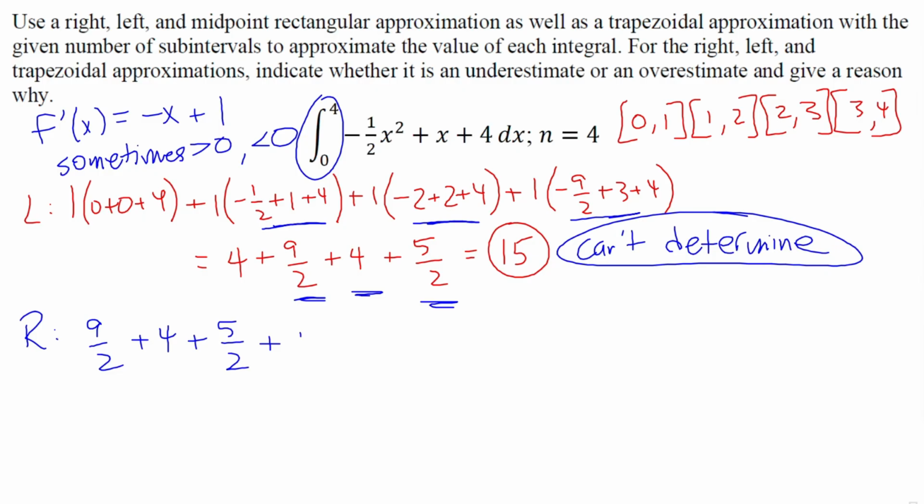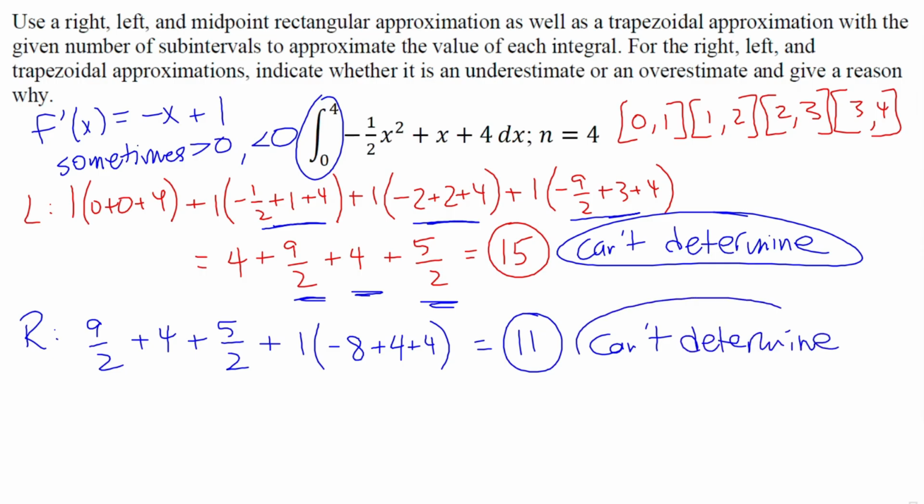Well, the value at 4 is going to be 1 times 4 squared, which is 16. And 16 times negative 1/2 is negative 8. And then plus the 4, and then plus another 4, which actually ends up just being 0 there. And so when I combine all of these together, 9/2 plus 5/2 is again 7. And then we add 4 to that, we just get 11. And for this one, again, we can't determine if it's an under or an overestimate because the function is not strictly increasing or strictly decreasing on our interval.